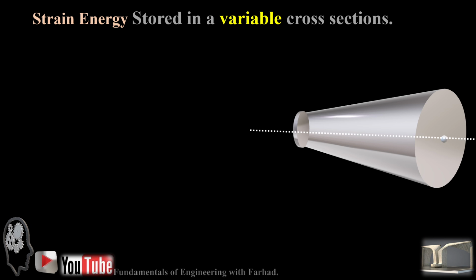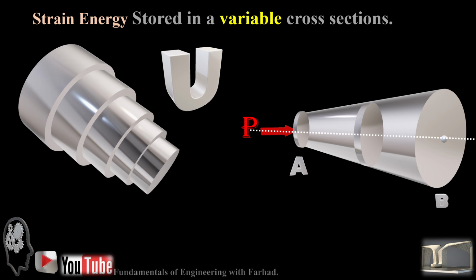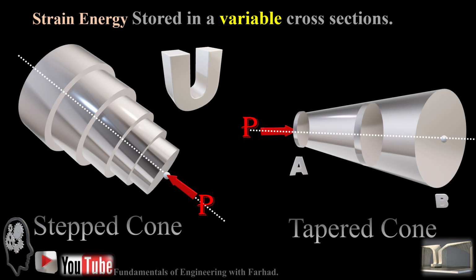In this example, we want to talk about the strain energy stored in variable cross sections, like calculation of U in a tapered cone, which has a variable cross section area. And also the other situation, which is again a variable cross section, is a stepped cone. So both of them are handling a concentrated load of P at their center, and they are identical to each other, and they are similar to each other.